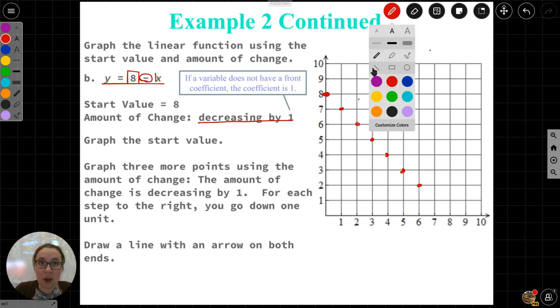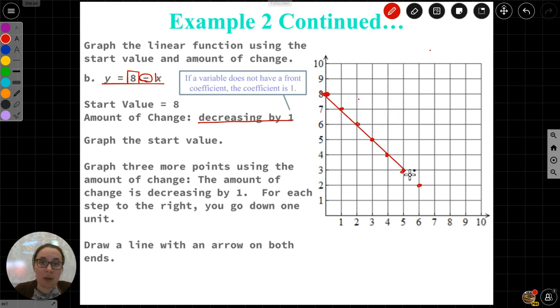Now, we draw a line, and we put an arrow at both ends of it. So we draw our line through our points, and we'll draw little arrows on the ends, just to show that the line goes on forever and ever. It doesn't stop there. This graph goes on farther than I have drawn it. This graph doesn't have any parameters telling it to stop, so it's going to go on pretty much forever. And that's it.